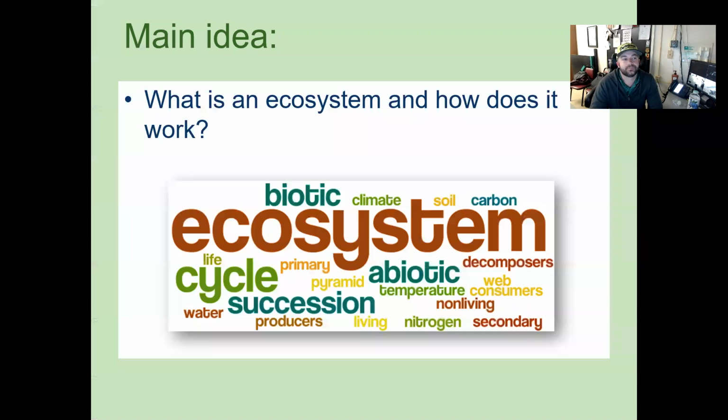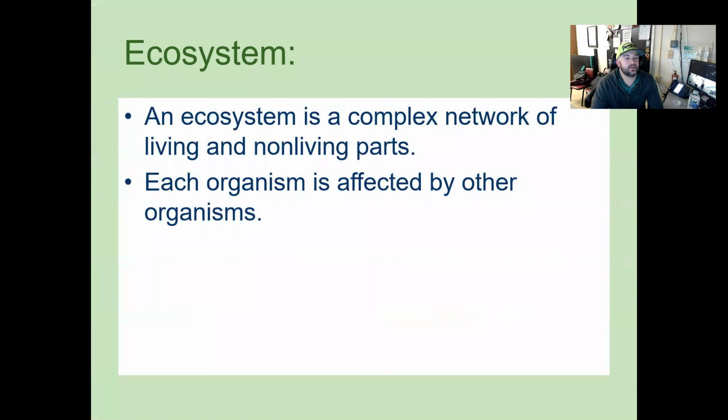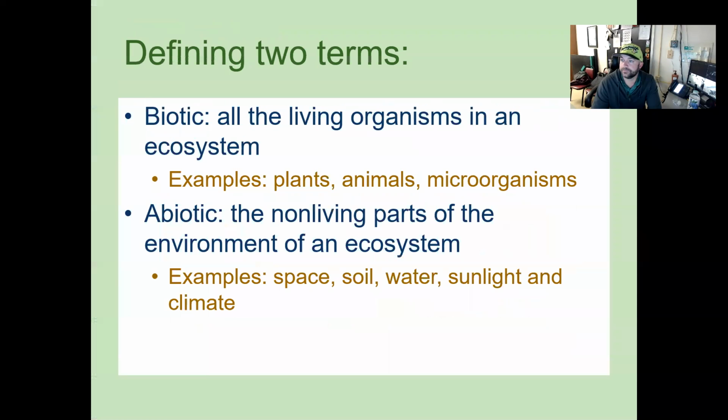Today I'm going to talk to you about what makes ecosystems work. So what is an ecosystem and how does it work? An ecosystem is a complex network of living and non-living parts. Each organism is affected by other organisms.